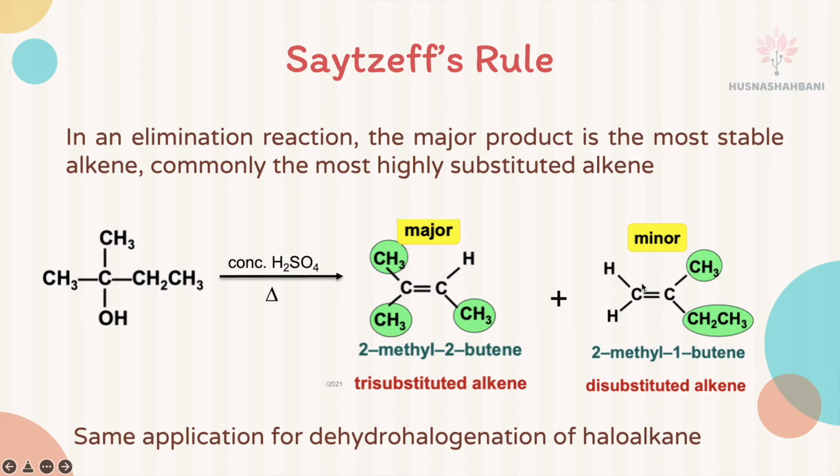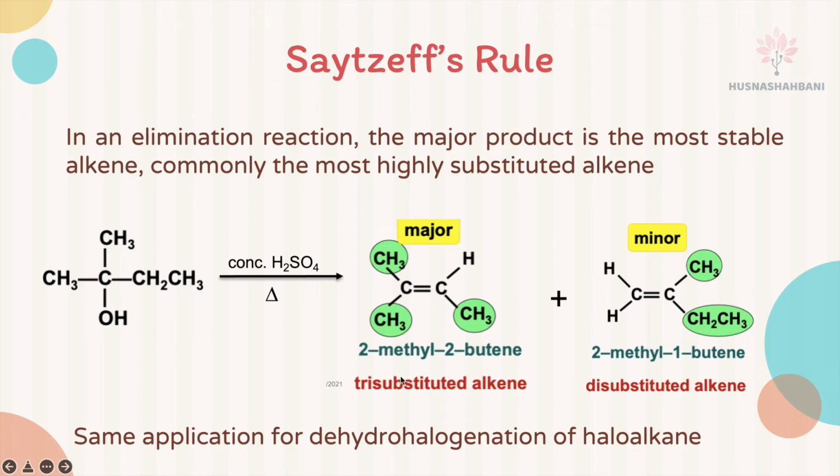This is a di-substituted alkene, with 2 alkyl groups attached to the carbon-carbon double bond. So this is the minor product, and this is the major product. Major product means the product that has the higher number than the minor product.